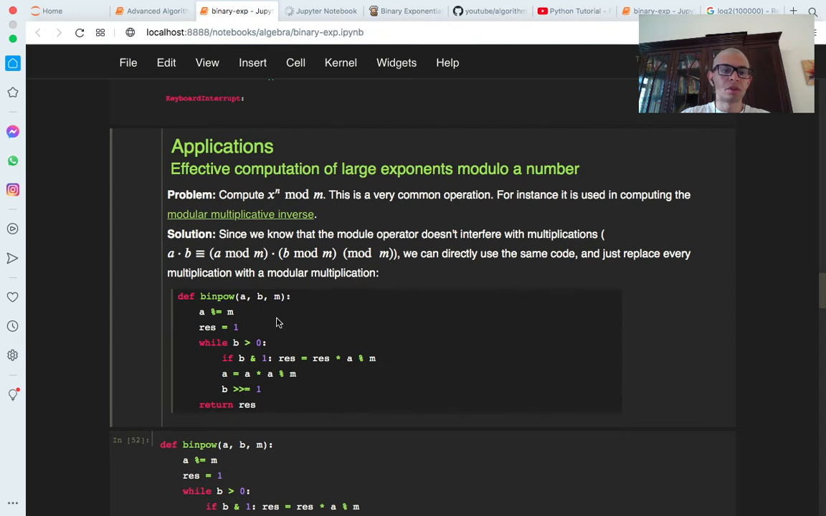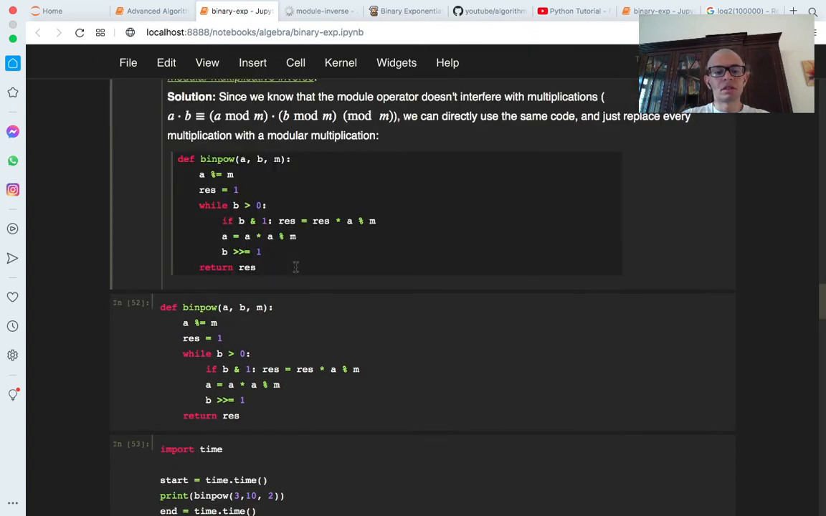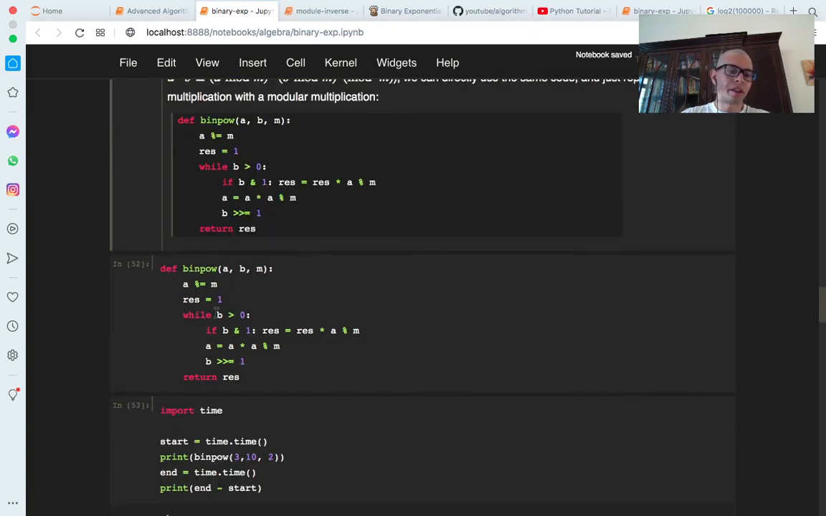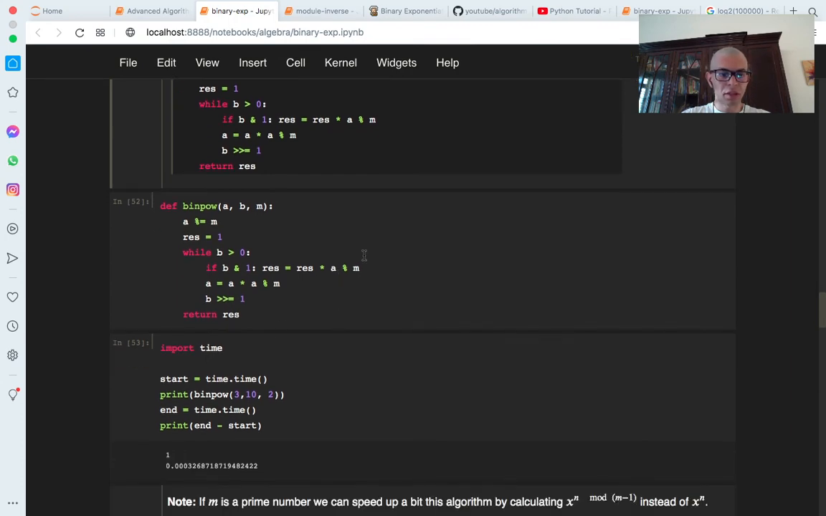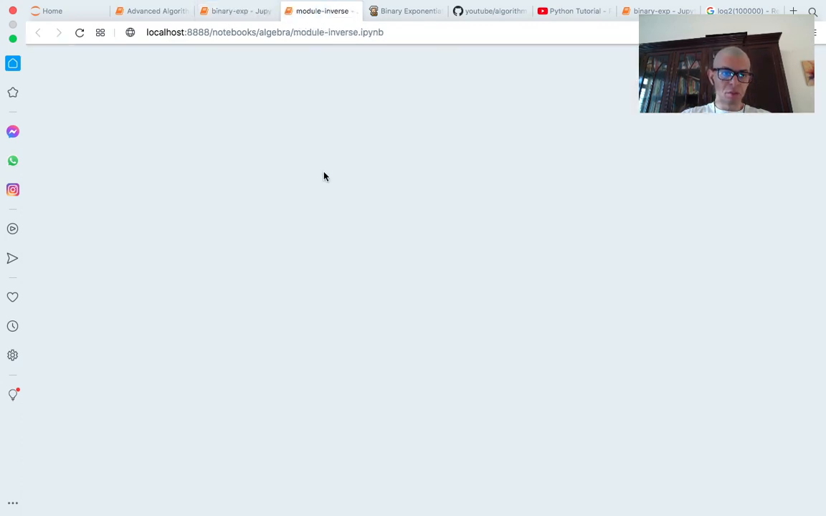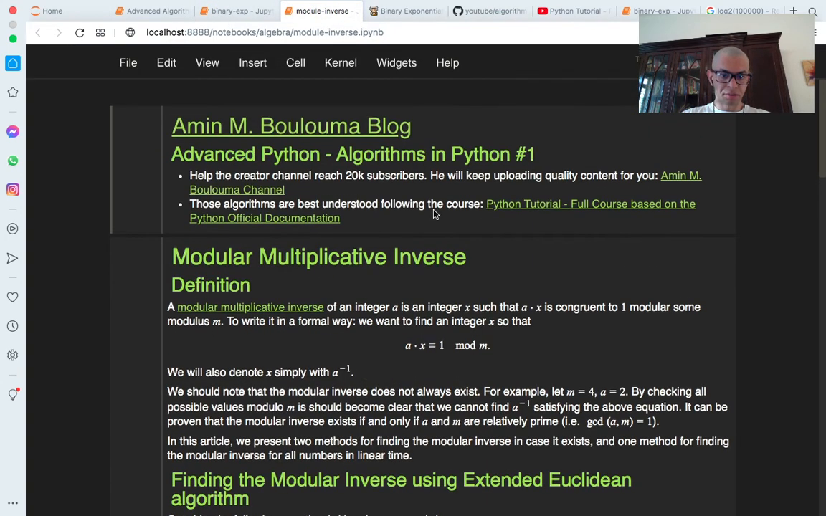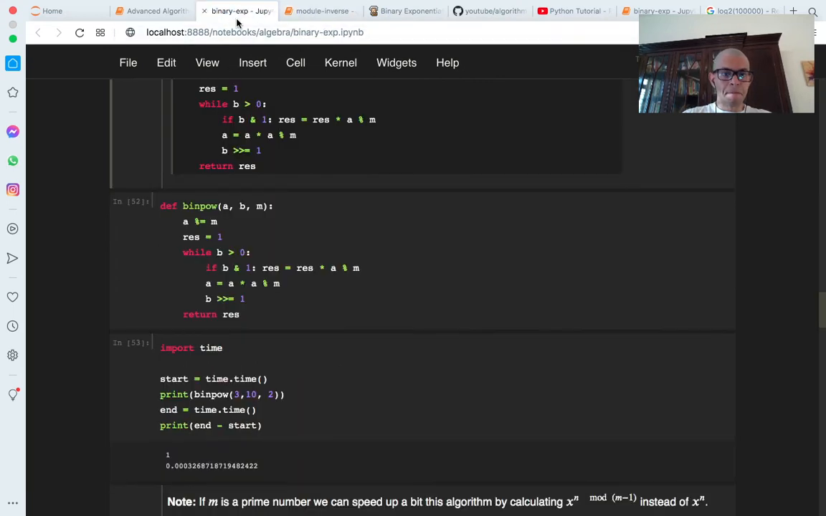The solution is really to embed this kind of modulo in the multiplication. I can let you try this by yourself, because we're gonna do an exercise on it as well.